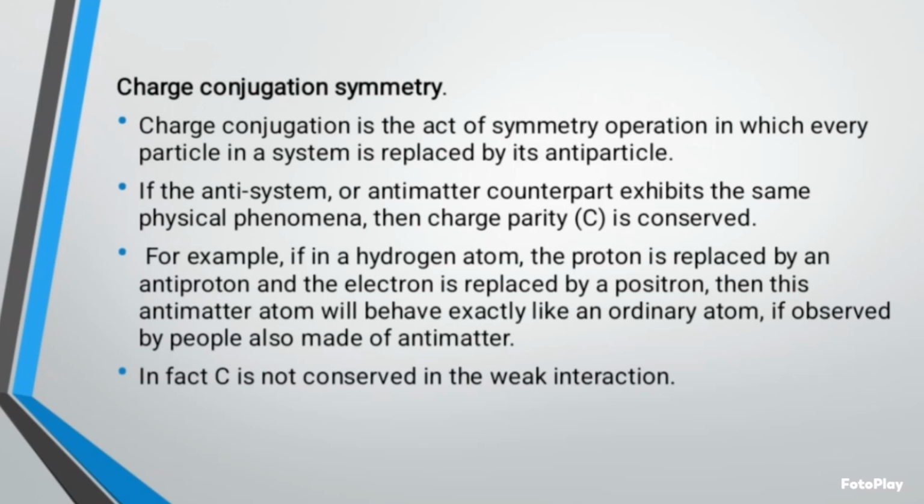Charge conjugation is the symmetry operation in which every particle in a system is replaced by its antiparticle. If the antimatter counterpart exhibits the same physical phenomena, then charge parity is conserved. For example, if in a hydrogen atom the proton is replaced by an antiproton and the electron is replaced by a positron, then this antimatter atom will behave like an ordinary atom if observed by people also made up of antimatter. In fact, C is not conserved in the weak interaction. Strong and electromagnetic interactions are invariant under charge conjugation operations.